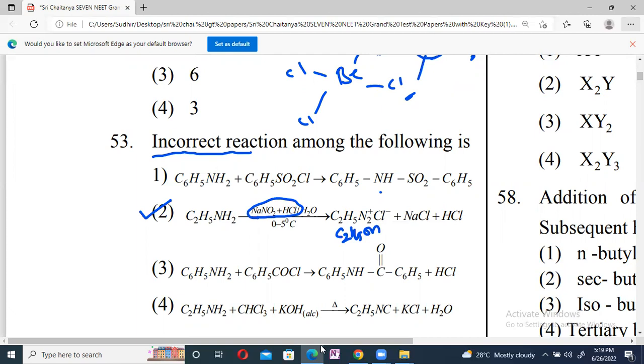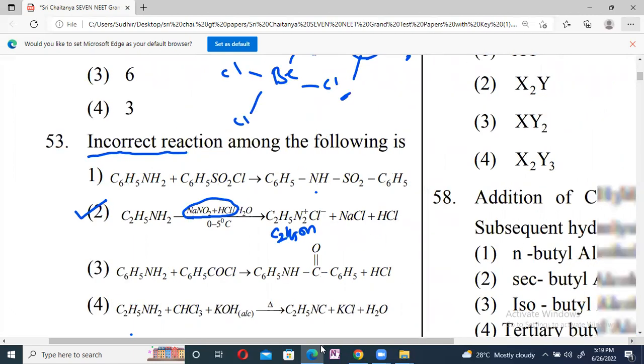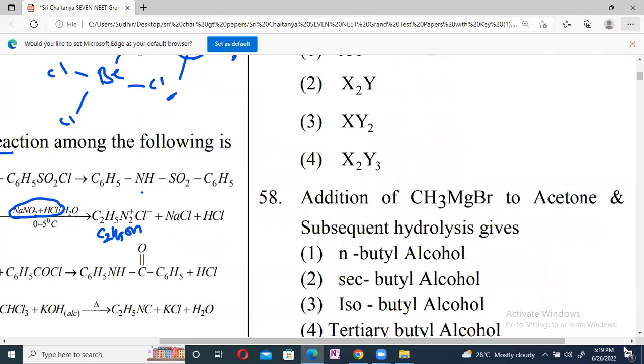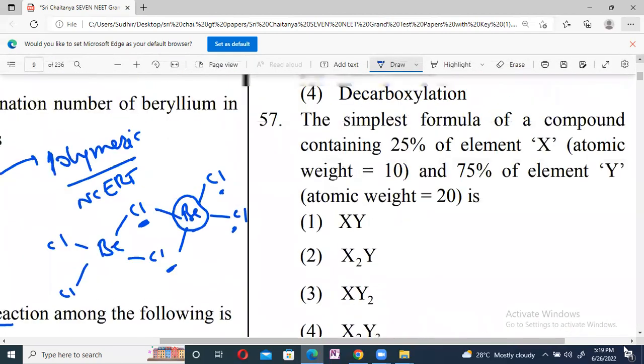The first one is correct. The second one, you can see, is also, well, the third one is correct. This is called benzoylation. And the third one, aniline, chloroform, KOH gives isocyanide. This is called the carbylamine test. So reactions 1, 3 and 4 are correct, but the second reaction is incorrect. That was 53. Then come to question number 54.